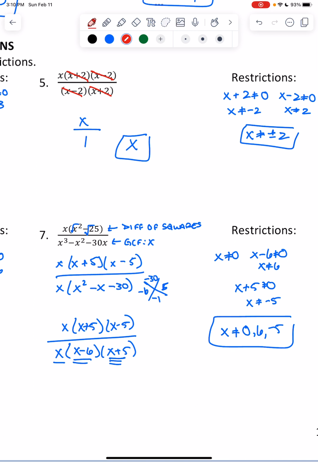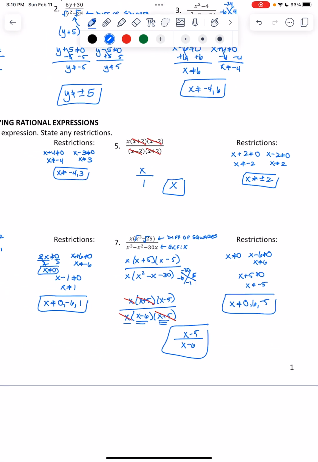And then start canceling out common factors. So x plus 5 is gone, and then we can get rid of those x's right there. And so we've got left x minus 5 over x minus 6 for that, all right?